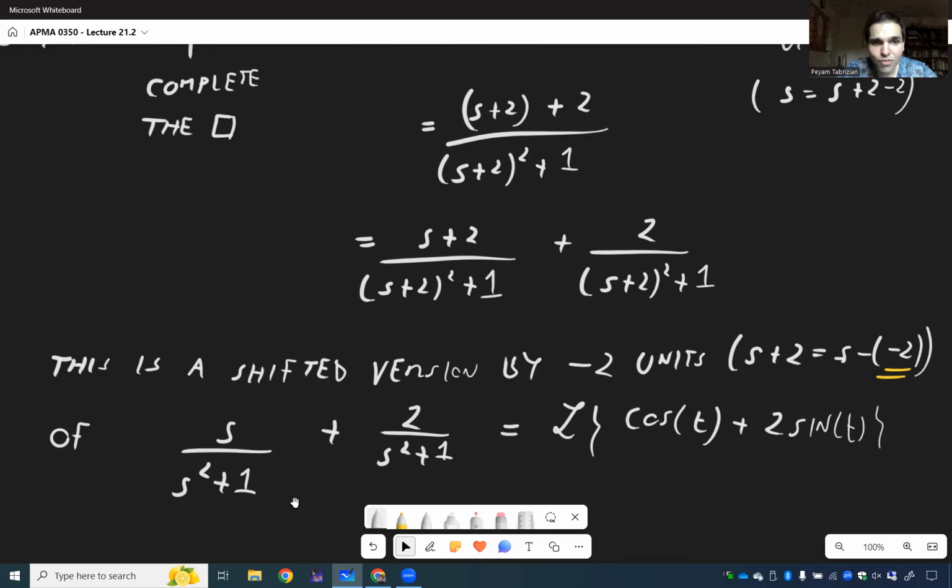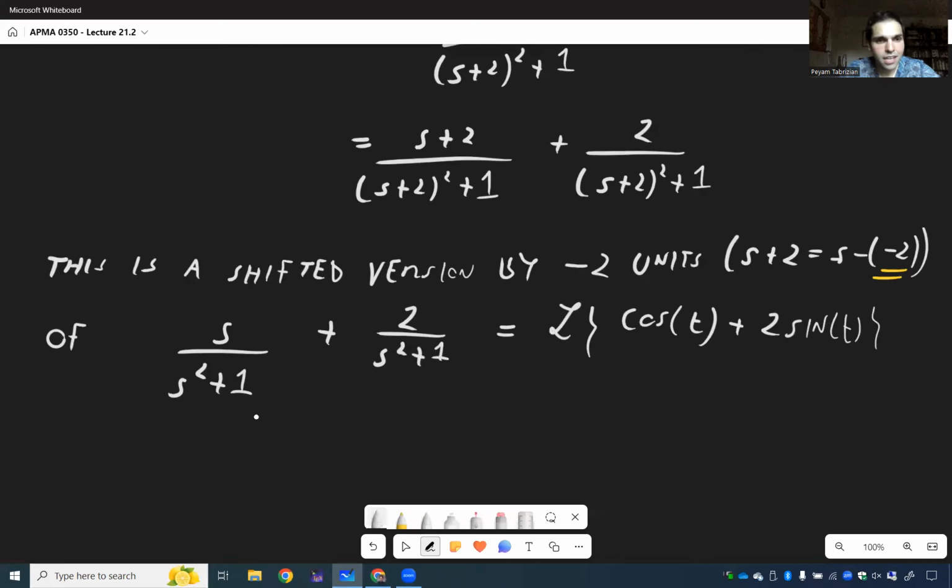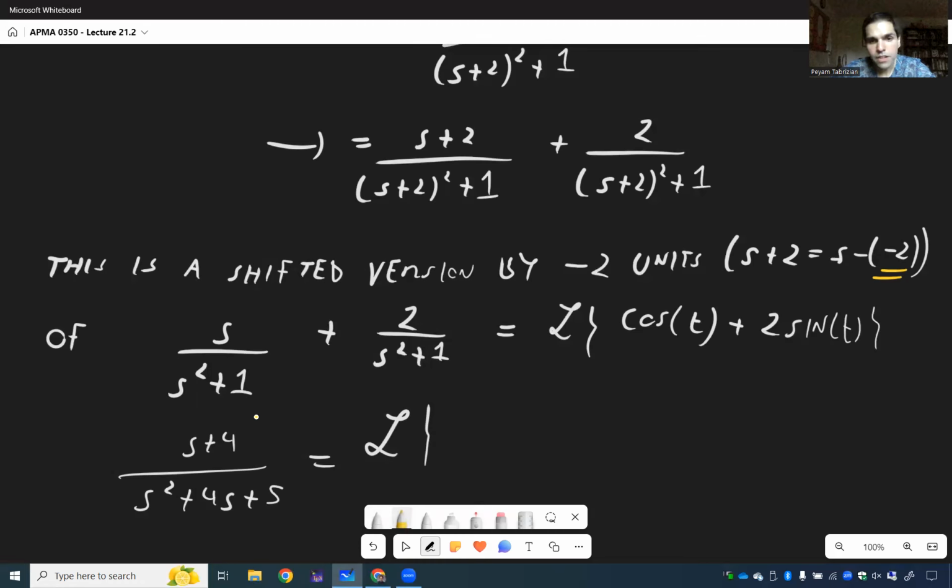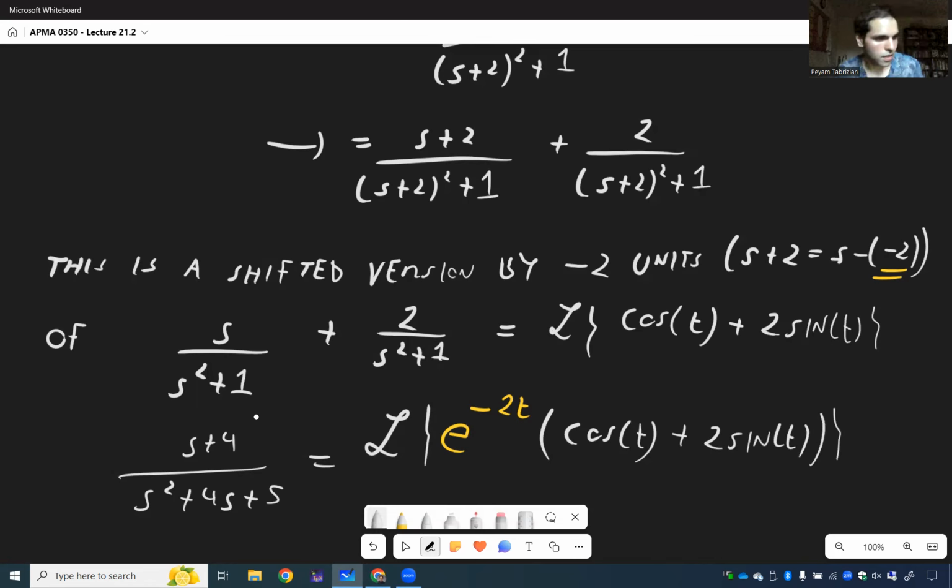So what is the shifted version now? So this s plus 4 over s squared plus 4s plus 5, which again was this s plus 2, etc., now becomes the Laplace transform of, remember, an extra exponential term. So e to the minus 2t times cosine of t plus 2 sine of t. So that's the only ingredient we still needed.